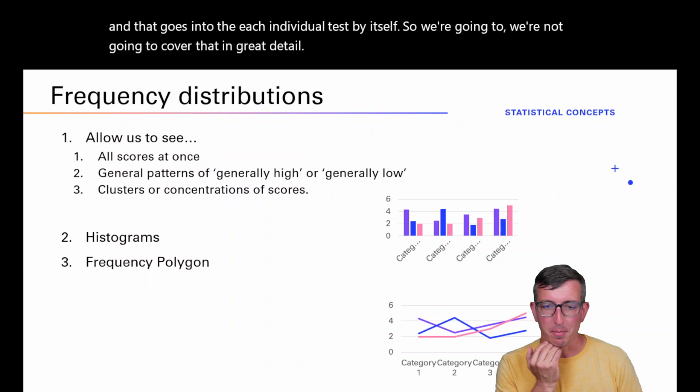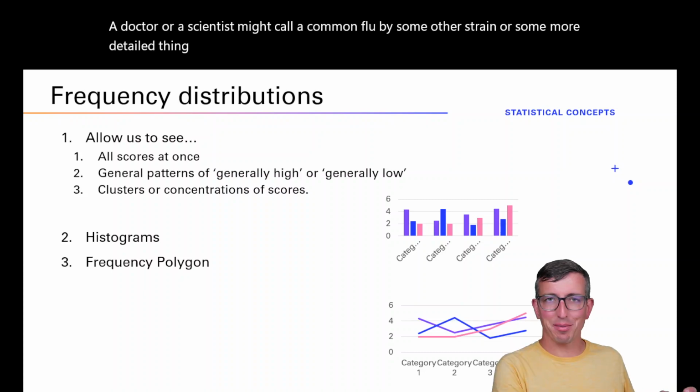I don't know. It's just like a doctor or a scientist might call a common flu by some other strain or some more detailed thing that's more scientifically accurate, but the rest of us, we just call it the flu. For our purposes here, especially in terms of understanding it and then translating into language that people know, we're going to use words like the flu or the bar graph. That's about all we need to know, I think. So there are times when we'll have to talk about very technical language and other times when we have to simplify it down for the purposes of ourselves or clients. But that's what we're talking about here.